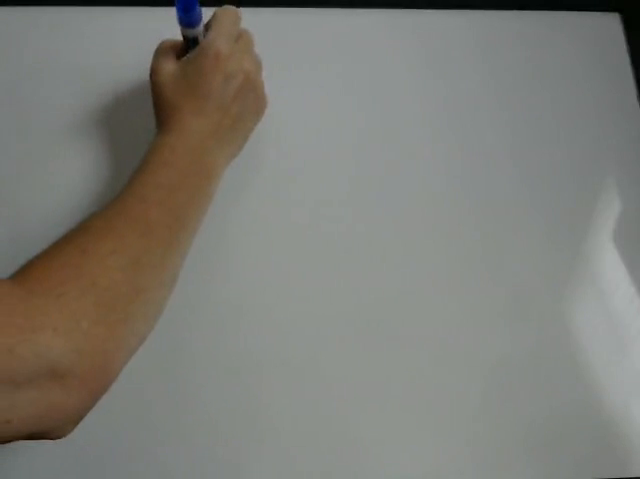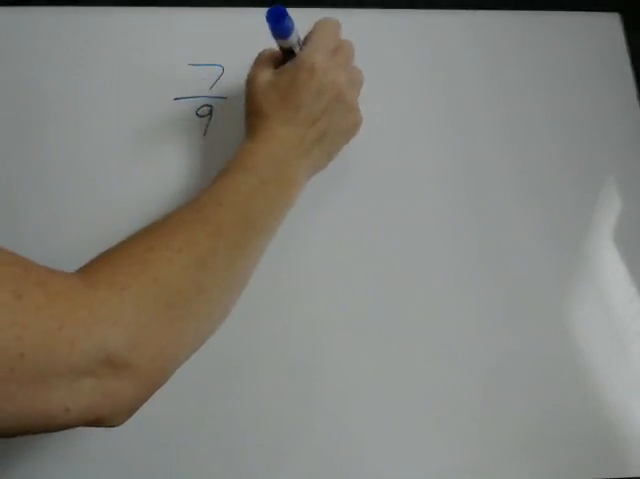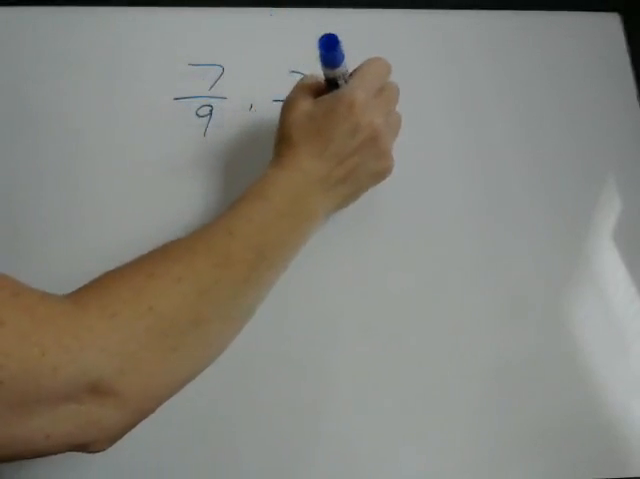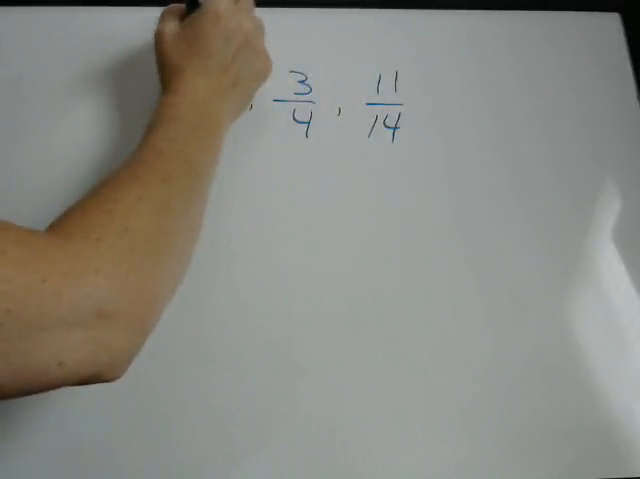Here we're going to talk about comparing fractions, and I'm going to show you two types of questions that you might see on the test that you can use this technique for. So the first type of question is they may give you three fractions and ask you to put them in ascending order.